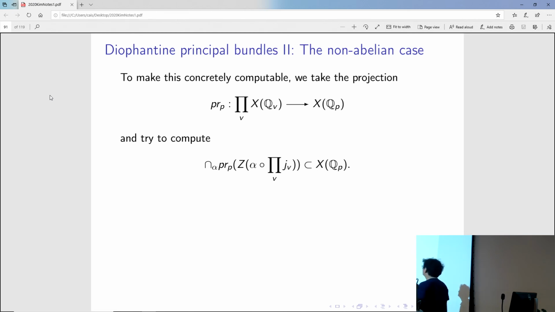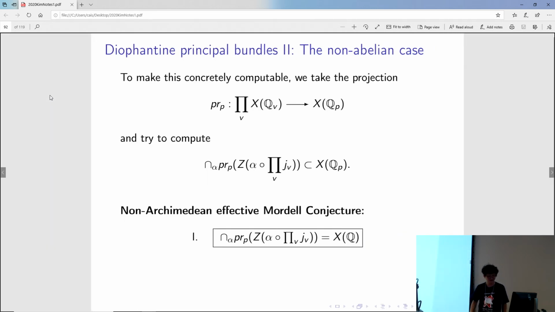unipotent completion. And once you do that, we can try to compute the image of the zero sets of all the functions obtained in the previous manner projected to the p part. So that's a subset of the p-adic points now. And so here's what I refer to as the nonabelian effective model conjecture. There are two parts. One is that when you do this over all algebraic functions alpha, then you should get exactly the rational points. That the subset of the p-adic points cut out by this strategy as you run over all alpha should cut out exactly the rational points.